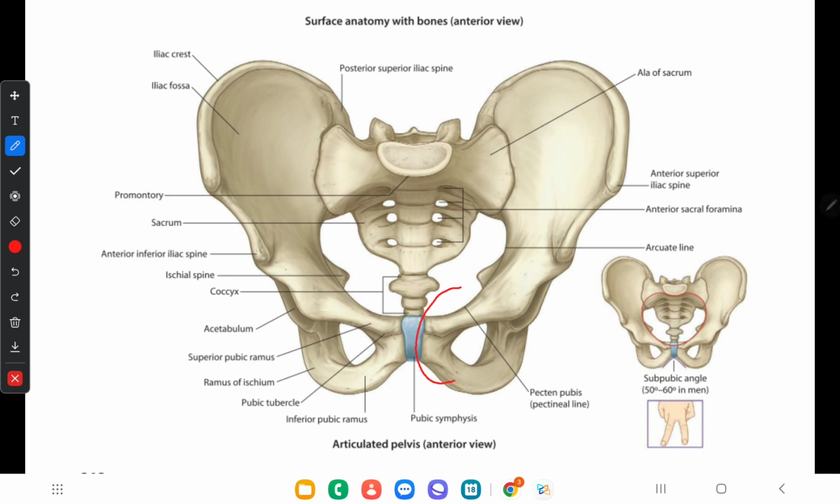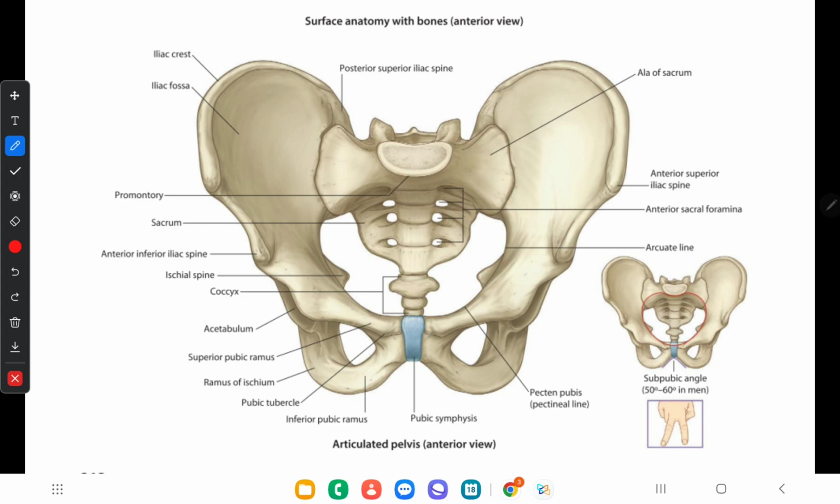Here you can see this is the pubic bone. The pubic bone has a body, a superior ramus and an inferior ramus. In the body, there are three surfaces: the anterior surface, the medial surface, which you cannot see here and which articulates with the other pubic bone forming the pubic symphysis, and the inner side or posterior surface, also called the pelvic surface.